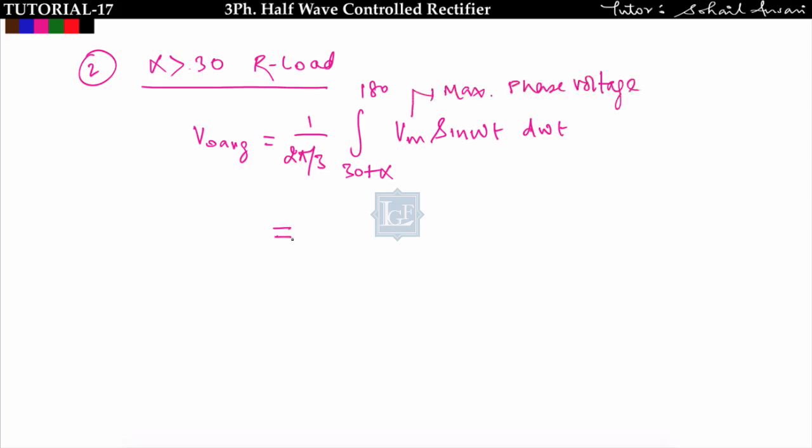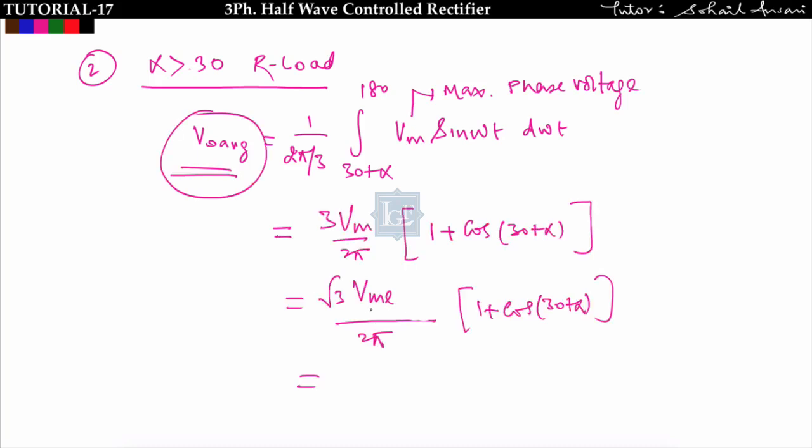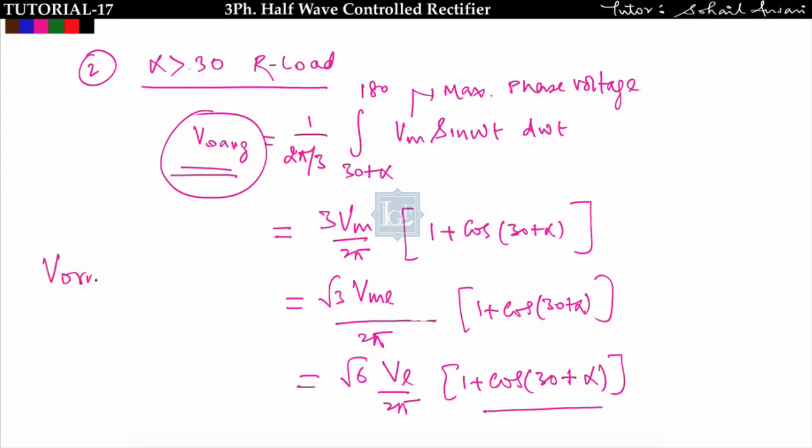Now you can easily derive the average output voltage, that is equal to, VML is equal to root 2 times VL, so it will be root 6 VL upon 2 pi into 1 plus cos alpha. I derived the relation between maximum line voltage and maximum phase voltage in the previous lecture, so go through that. Similarly, you can find the output RMS voltage also. You only have to square the waveform, the time period will be the same, and take the square root, and you will get the RMS output voltage in the same manner.